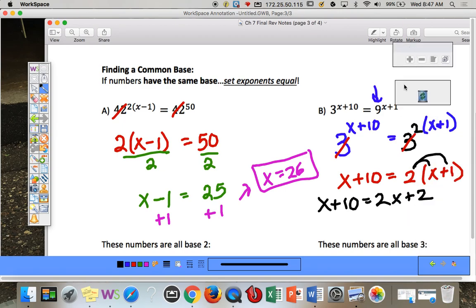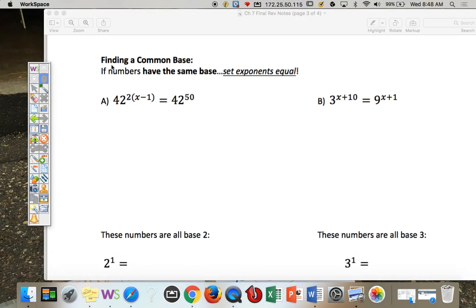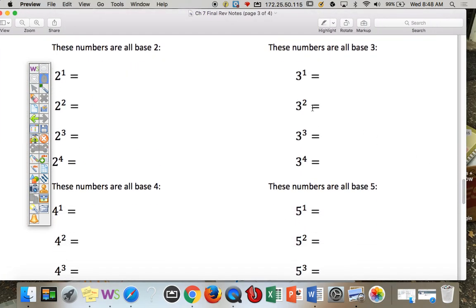We'll finish solving this. Let's get x on one side, so we're going to subtract x from each side. We get 10 equals x plus 2. Subtract 2 from each side. So here x equals 8. So again, you get a common base. You might have to change the way it looks. If you have this 2 right here, you have to distribute it, and then you can solve. So let's review the different bases and then try a few more.